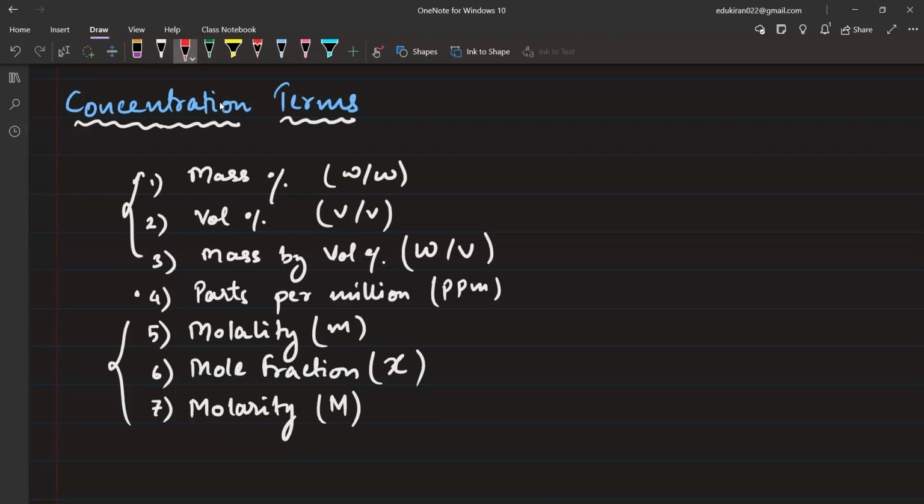If you see the NCERT, maximum weightage is on mass percentage, then molality, mole fraction, and molarity. You cannot skip these. You can skip volume percentage, you can skip mass by volume percentage, you can skip parts per million also, but you can't skip these four: mass percentage, molality, mole fraction, and molarity.